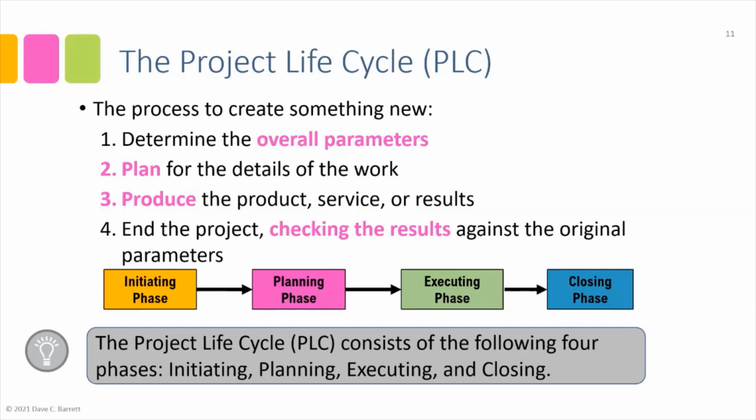A key idea, the project life cycle consists of the following four phases: initiating, planning, executing, and closing. These can have different names in different organizations. Sometimes they're renamed. Sometimes it's split into 5 phases instead of 4. But the basic idea is that we have these various stages that we go through following the generic project life cycle of initiating, planning, executing, and closing. Okay, so that's the project life cycle.